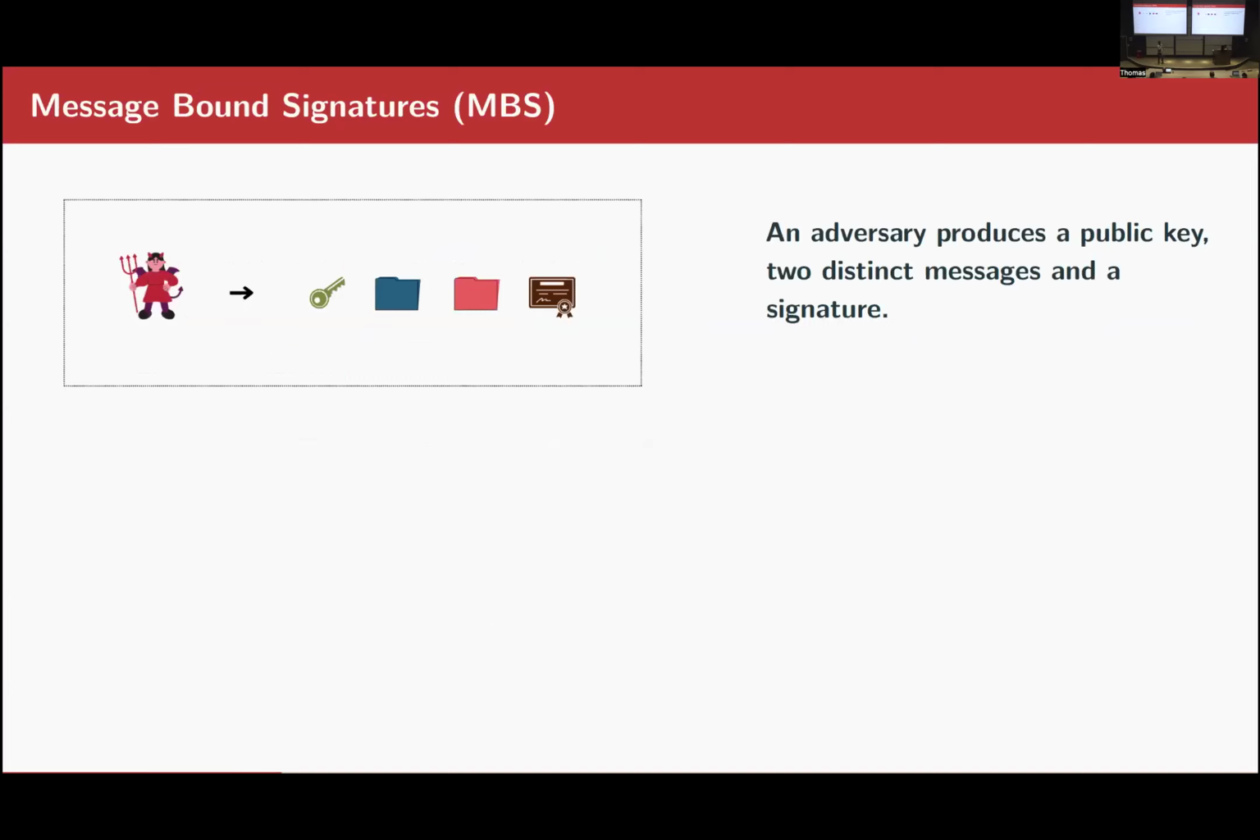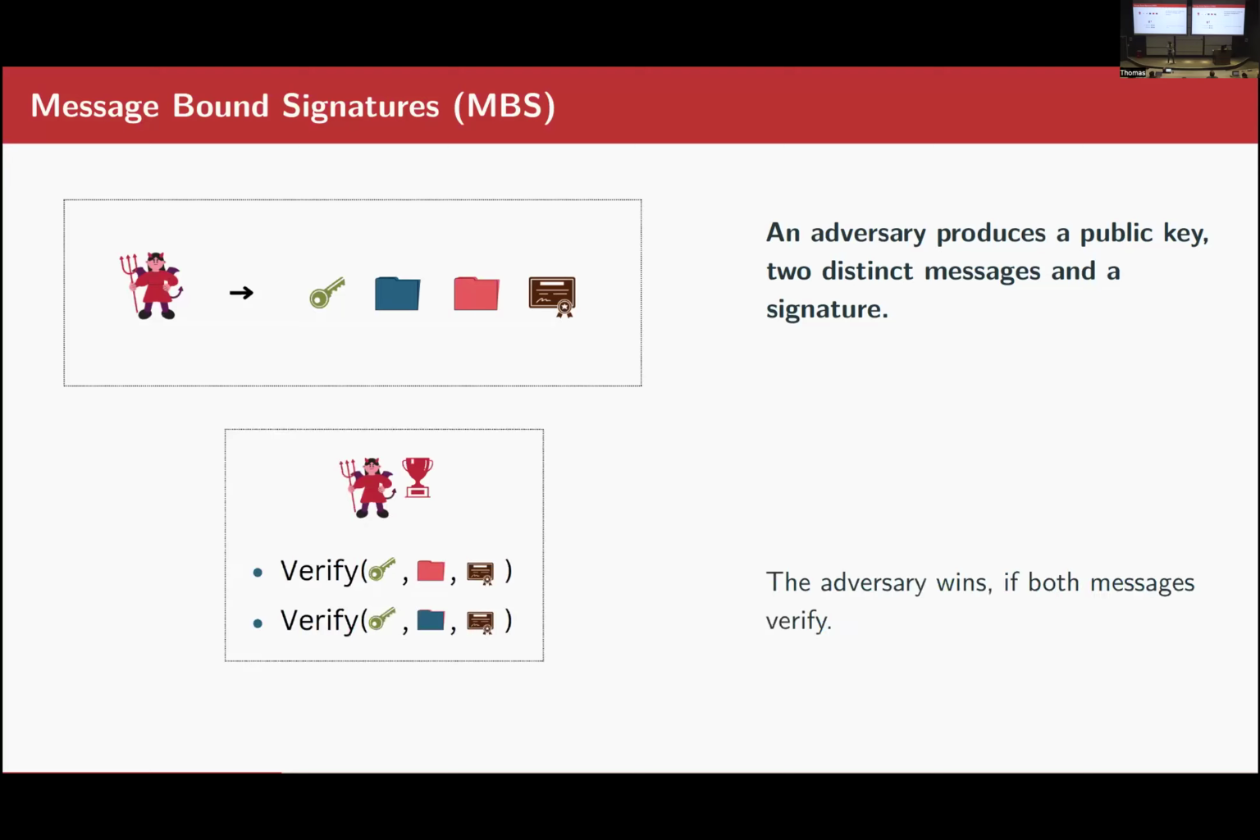Okay, now the second notion was message-bound signatures, where the adversary is supposed to produce a public key, two distinct messages and a signature, such that for both messages the verification holds. And it is clear why we don't want to have this for signatures, because an adversary can sign a message and later deny it by presenting another message for which the verification also holds.